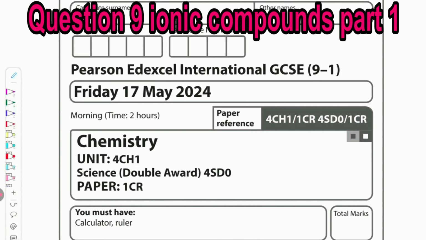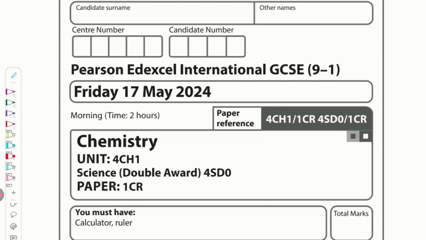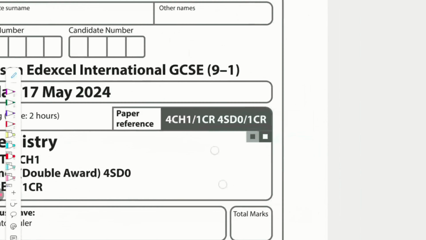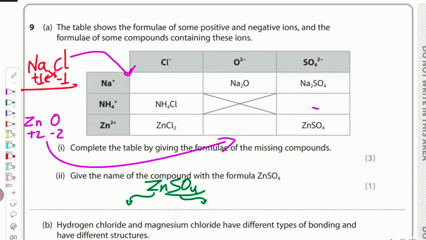We are going to carry on answering the questions of the 2024 British Pearson Edexcel International IGCSE. As we know, we are going to go through the chemistry paper now, hoping that we are going to go through the English paper later. Today's class, we are going to answer question number 9, and question number 9 is about ionic compounds.